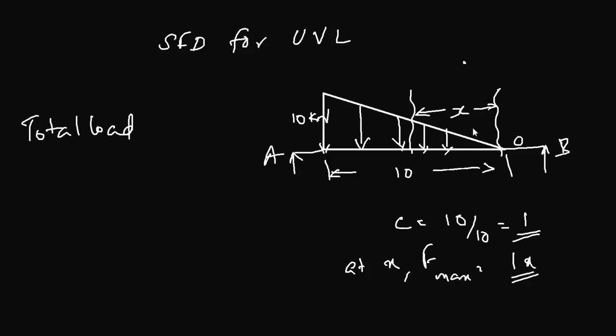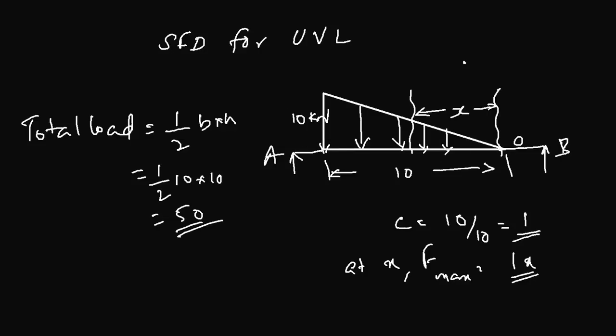Now the total load of this force system will be the area of this triangle, a right triangle, which is half b times h, which is half times 10 times 10, which is 50, and that will be acting through the centroid of this triangle. Now the centroid of the triangle is 2 into this distance over 3 from the point here, or 10 by 3 from this point.